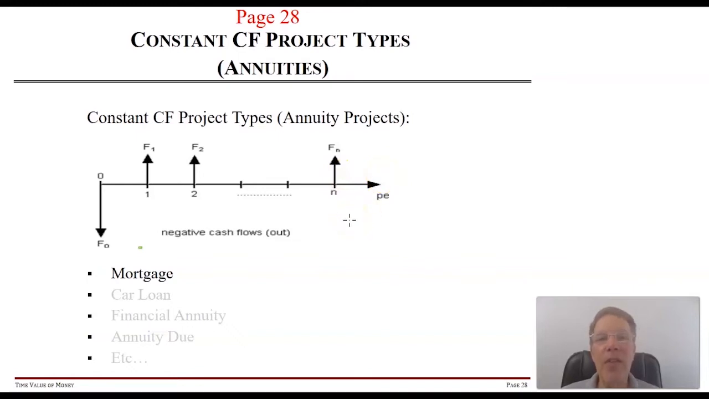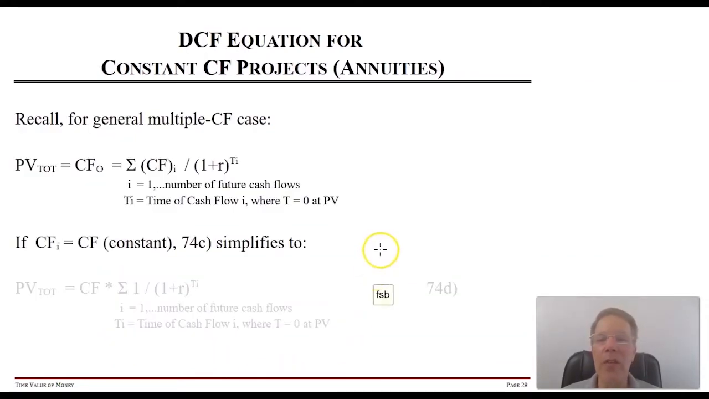So when do we see this type of thing? We see it all over the place. For example, we see it with mortgages, but we also see it with car loans. We see it also with what we call financial annuities, annuities due, etc. So let's take a look at how this all works for us.